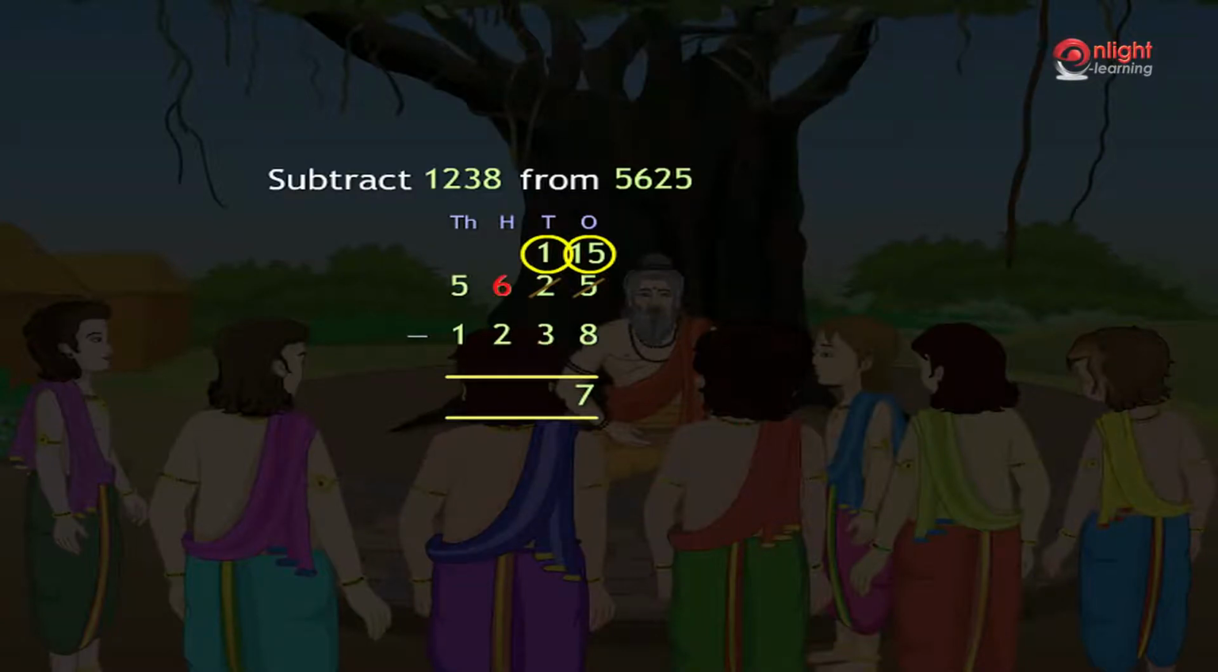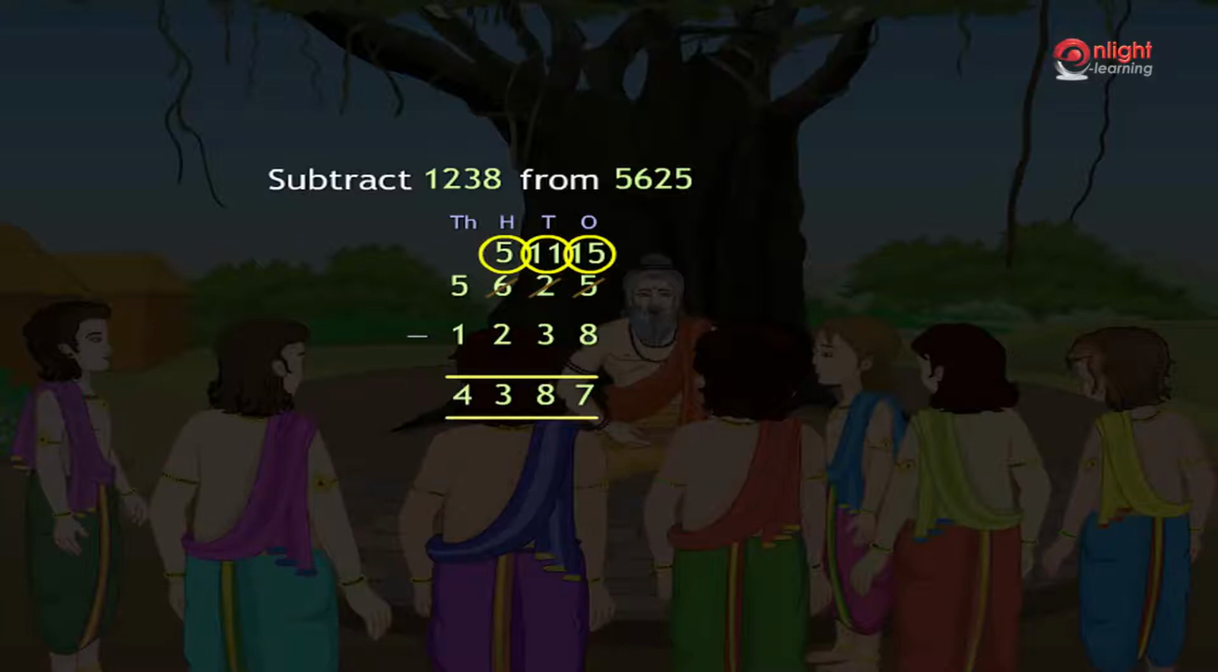So the value 6 in hundreds place will become 5, and value 1 in tens place will become 10 tens plus 1 tens as 11 tens. So now, subtracting 3 from 11, we get 8. Now in hundreds place we have 5 and 2. Subtracting 2 from 5, we get 3. Now in thousands place we have 5 and 1. Subtracting 1 from 5, we get 4.